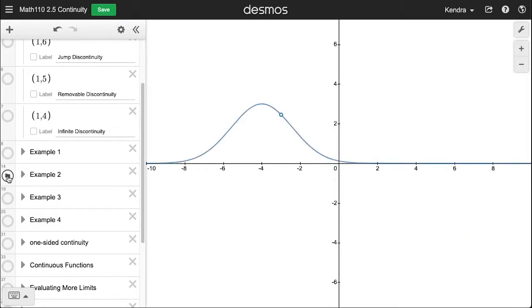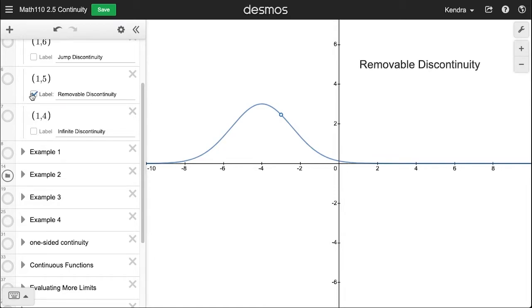How about this example? This is the one where the limit exists at x equals negative 3. The limit as x approaches negative 3 appears to be, I don't know, 2.5 or something. But the function is not defined at x equals negative 3. So this violates the definition of continuity in that case. We call this a removable discontinuity.